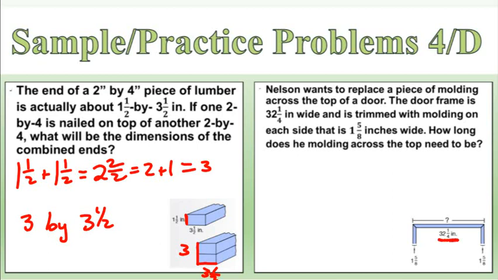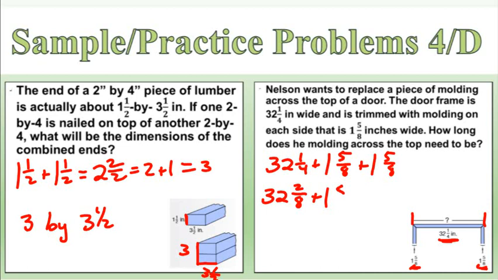So we're going to take this middle piece, add it to this piece and this piece, because that will give us from here all the way to over here. We have 32 1/4 plus 1 5/8 plus 1 5/8. Common denominator is 8, so 32 2/8 plus 1 5/8 plus 1 5/8 equals 32 plus 1 plus 1 is 34. 2/8 plus 5/8 plus 5/8 is 12/8.